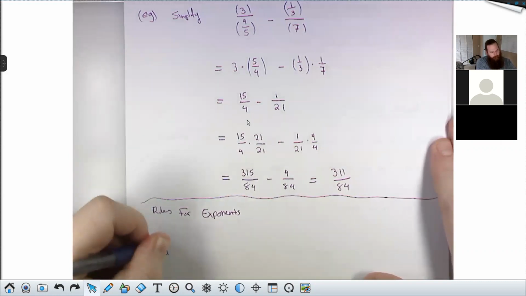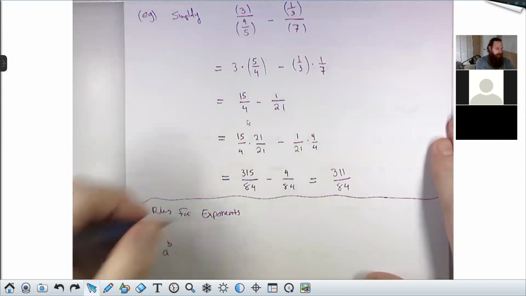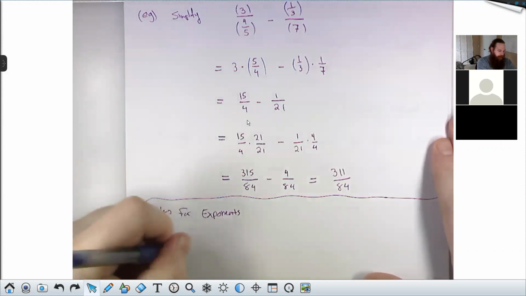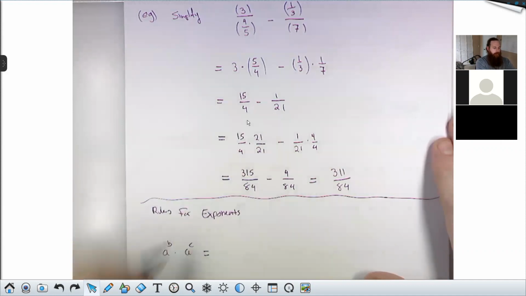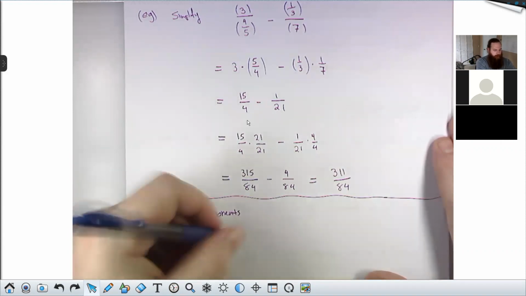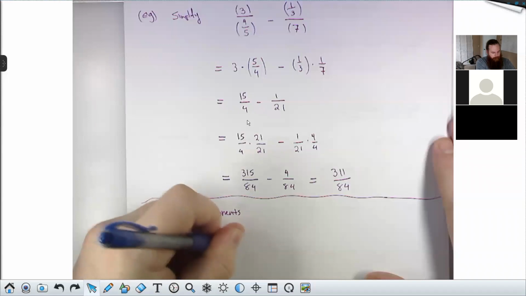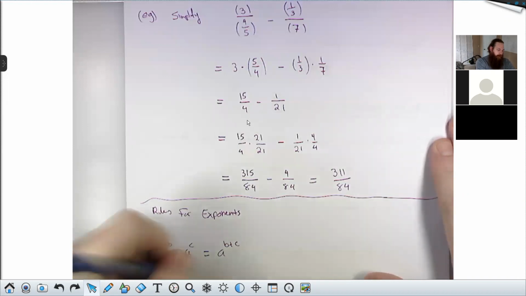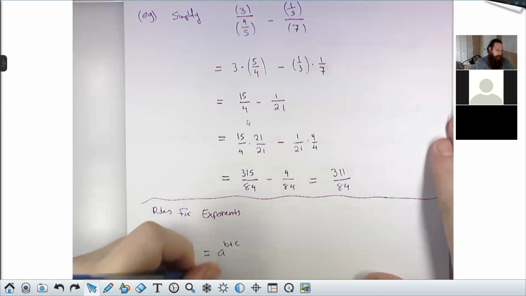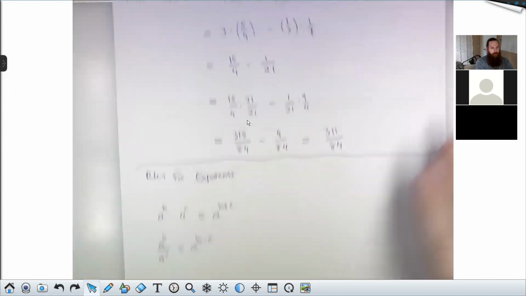If you have two numbers, say a to the b and a to the c, and you want to multiply them, you can just add the powers. This is a to the b plus c. If you happen to be dividing them, a to the b over a to the c, that's the same as a to the b minus c. You can subtract the powers.